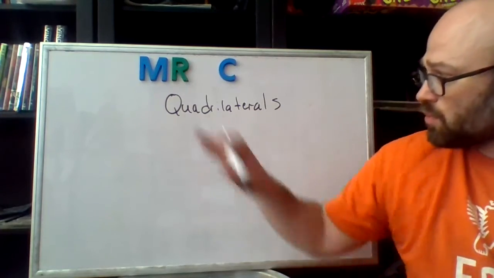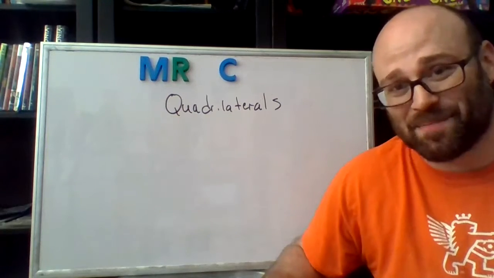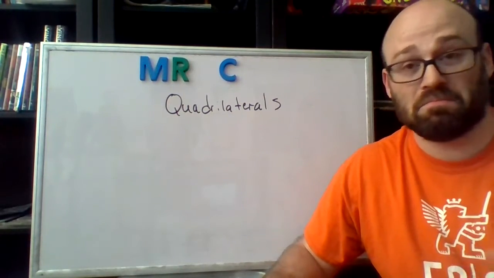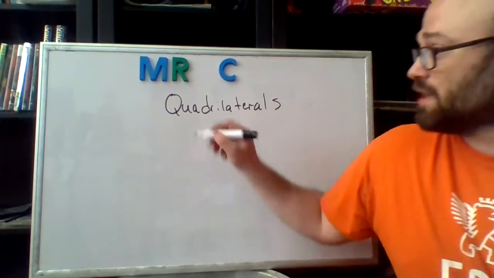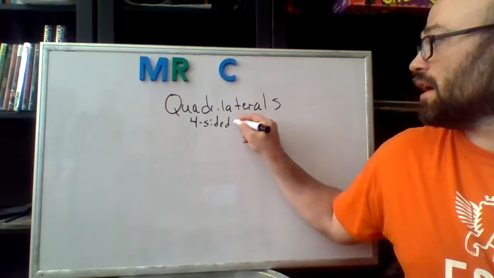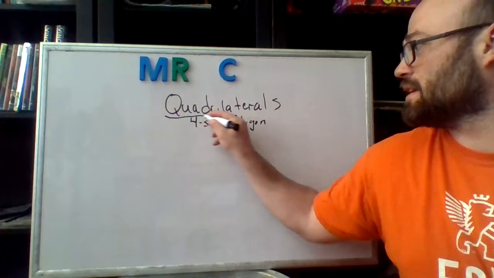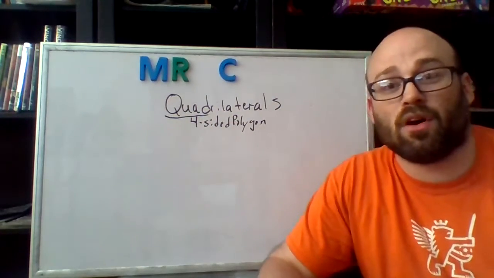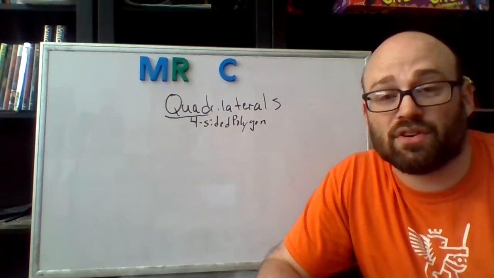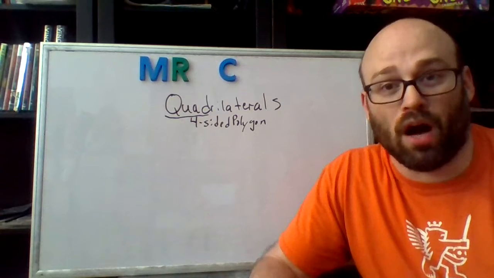So for the quadrilaterals, this is where you want to take notes, so you can pause anytime you need to. Quadrilaterals are any four-sided shape. They have four sides. It's a four-sided polygon. An easy way to remember that is a quad. A lot of people call four-wheelers quads. They're riding their quad, and that means it's a four-wheeler. It's got four wheels.